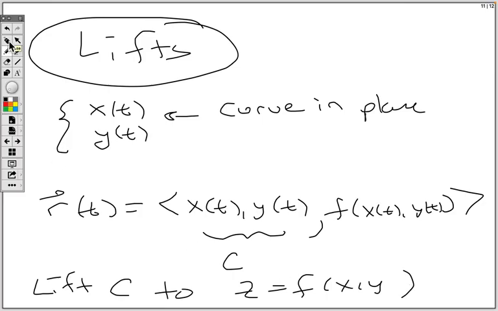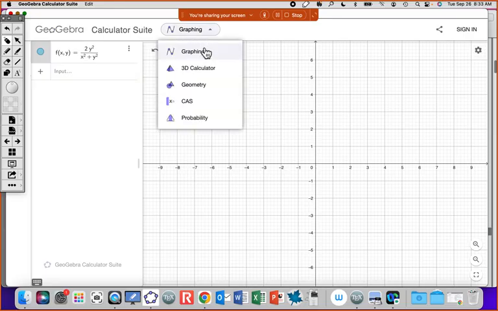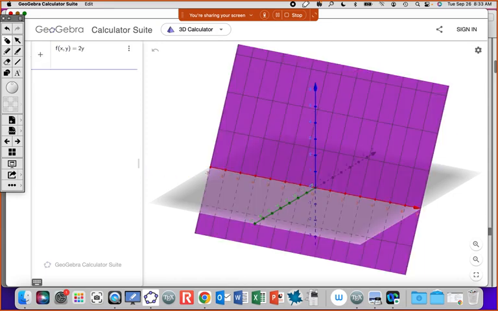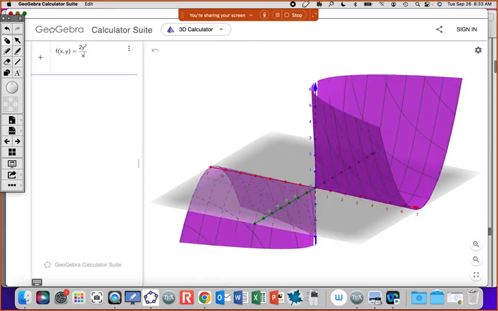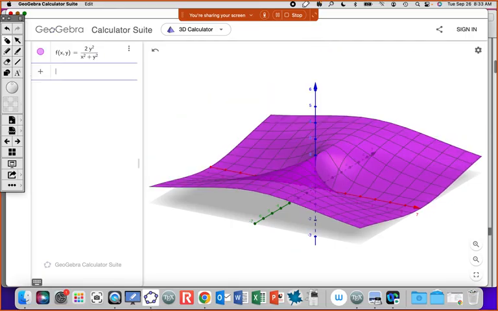So let's see what's going on and check graphically. And this is something on your next take home I'm going to ask you to do with GeoGebra. So here's the first thing you do, we're going to type in our function f of x, y, and that's 2y squared divided by x squared plus y squared. Oh, wait a minute. We got to be in 3D for this. So f of x, y is 2y squared over x squared plus y squared. And now we want to enter our path. So the first path we had was y equals x.